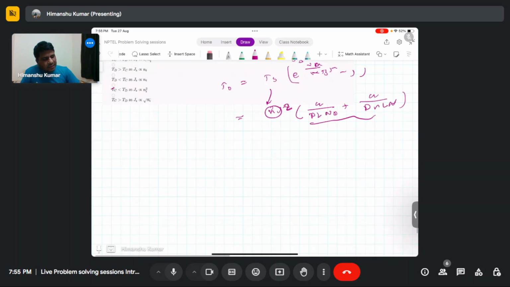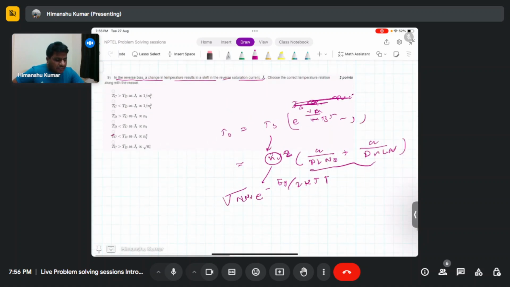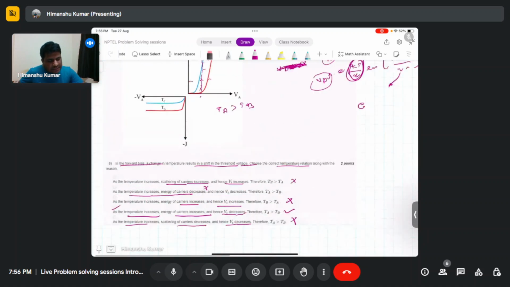As your temperature increases, Ni square increases, because Ni square is exponential of minus Eg divided by 2kT, times the square root of NcNv. So as your temperature increases, this factor reduces and Ni square increases. Then your reverse saturation current will also increase. So in this case, TT must be greater than TC.